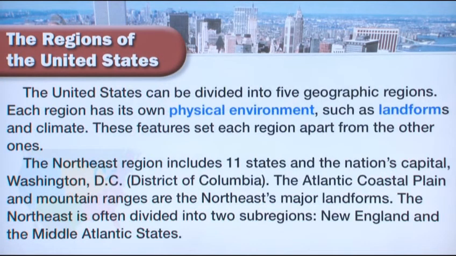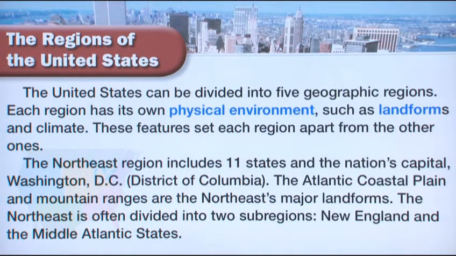The regions of the United States. The United States can be divided into 5 geographic regions. Each region has its own physical environment, such as landforms and climate. These features set each region apart from the other ones.